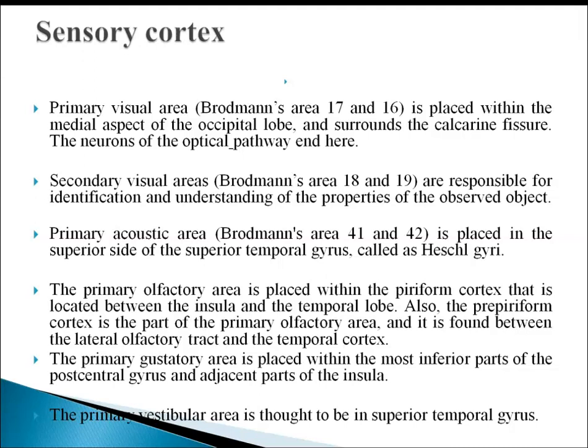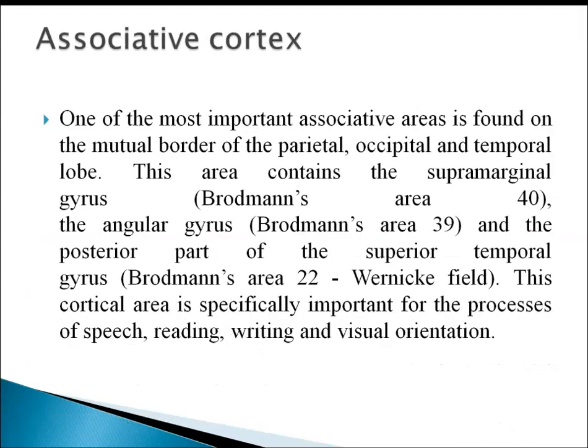The next is the primary olfactory area, which is situated in the piriform cortex, that is in between the insula and temporal lobe. And the next comes the gustatory area, which is situated in the most inferior parts of the postcentral gyrus and the adjacent parts of the insula. The next is the vestibular area. It is situated in the superior temporal gyrus.